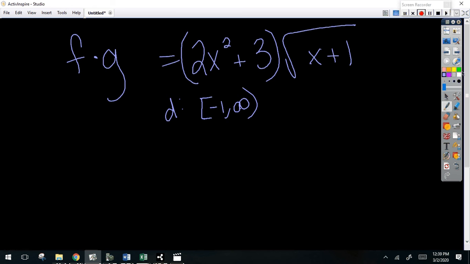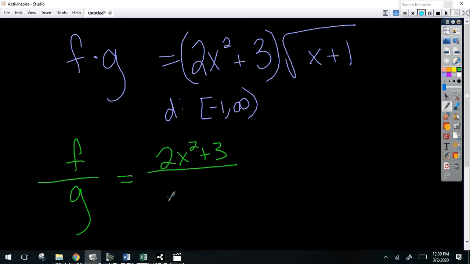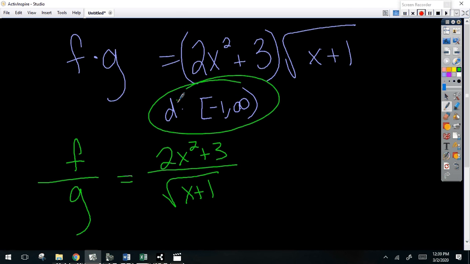what if I did f divided by g? So now I have 2x squared plus 3 over the square root of x plus 1. Again, can I simplify that any? No. All right, so what else cannot happen in the bottom there? Can't have a radical. What else? Can't have what in the bottom?